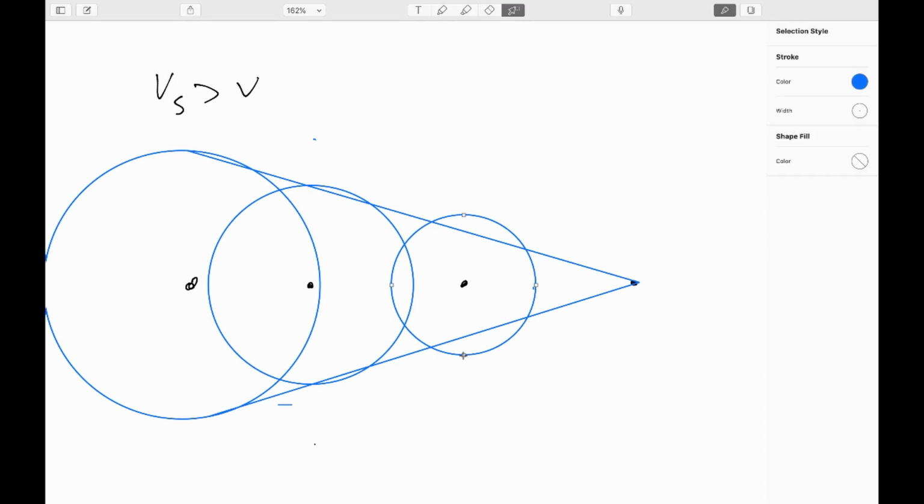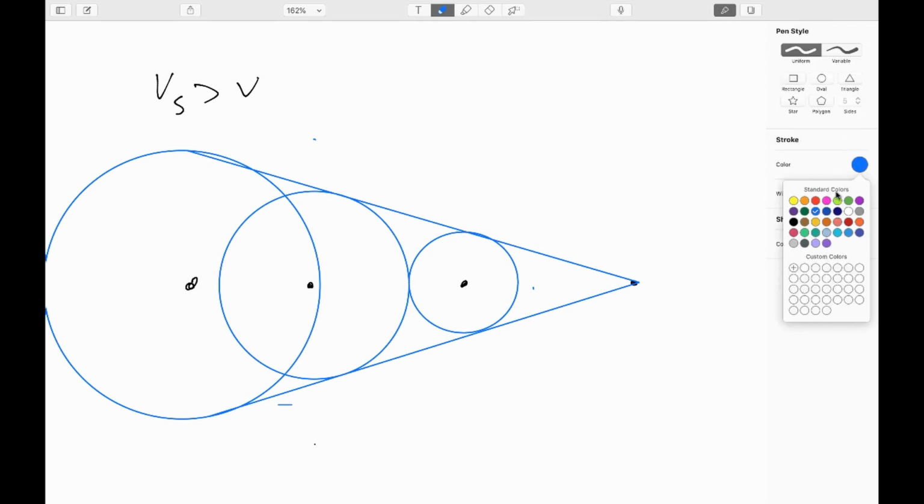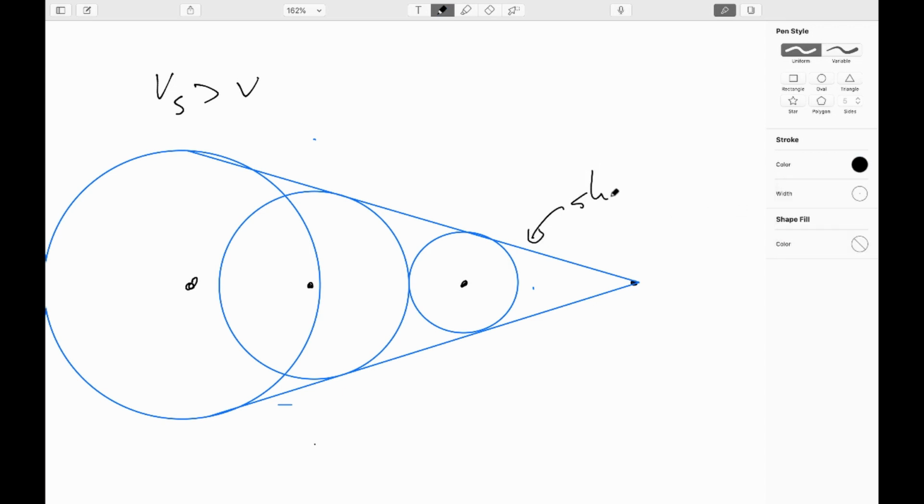So let's try to maybe make that a little clearer here. Something like that. Yeah, something like that. So the deal is that all the wavefronts pile up to make what we call a shock wave. And these shock waves carry an awful lot of energy.